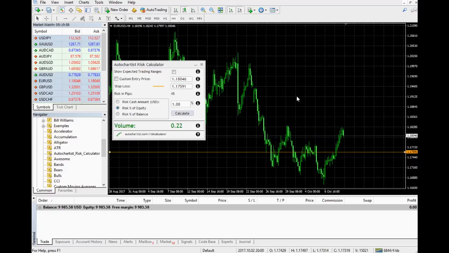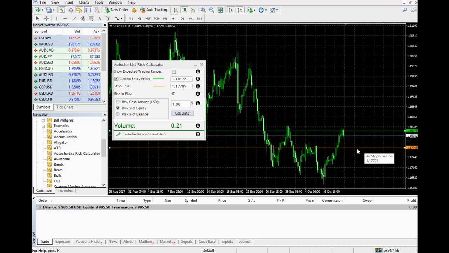If you plan on trading a pending order, such as a buy stop or sell stop, then you need to set a custom entry price by clicking the checkbox next to custom entry price. Once you do this, a green line will appear. The green line represents the entry level at which you plan to set your pending order. Move the green line to your desired trade level, and move the orange stop loss line to your desired stop level.